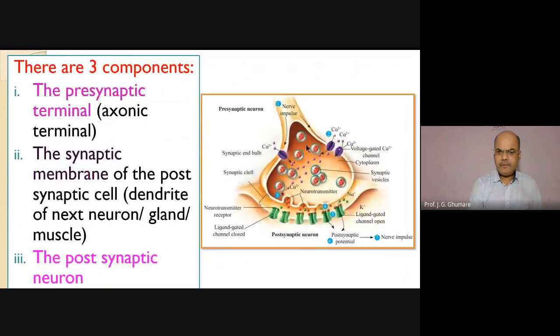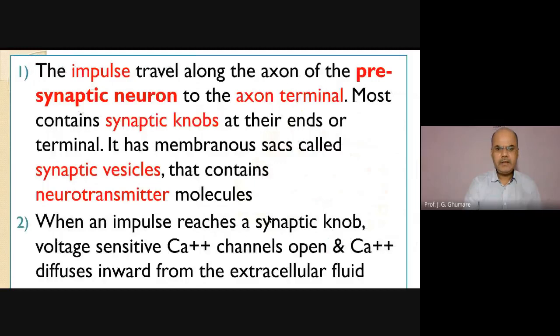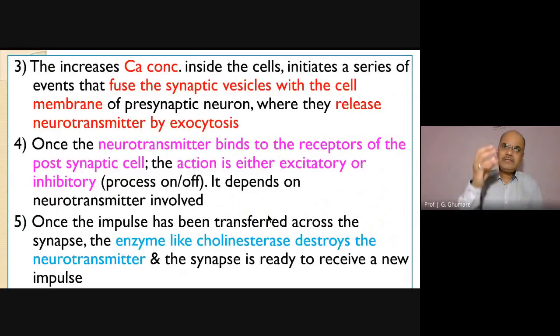Impulse will carry from this neuron to another neuron because of the gap which is filled with the neurotransmitter. I told you an empty gap will not do the work. A gap filled with the neurotransmitter will transmit the impulse. And what will happen here? This is momentary. This is for a fraction of a second, remember.